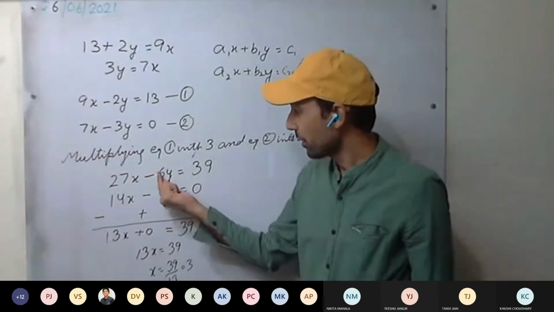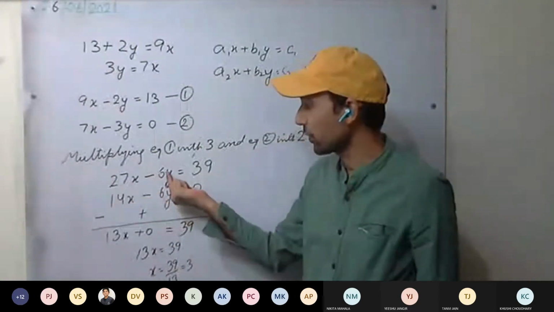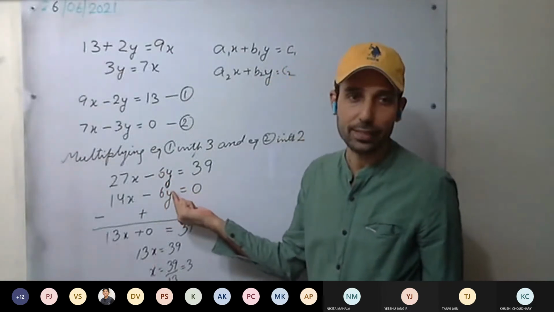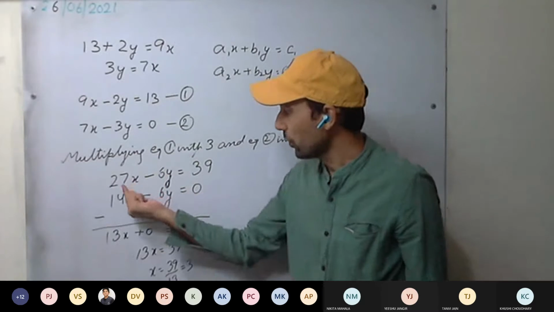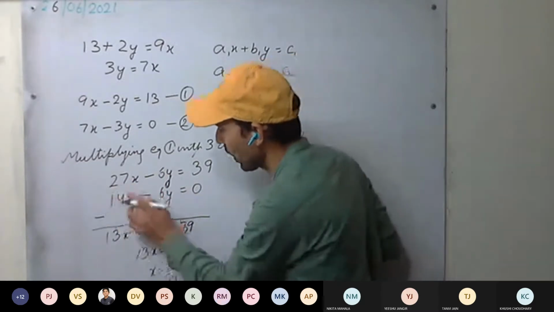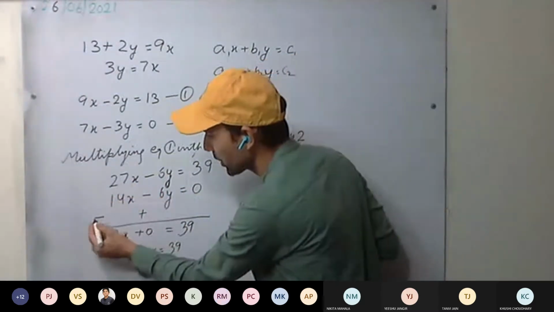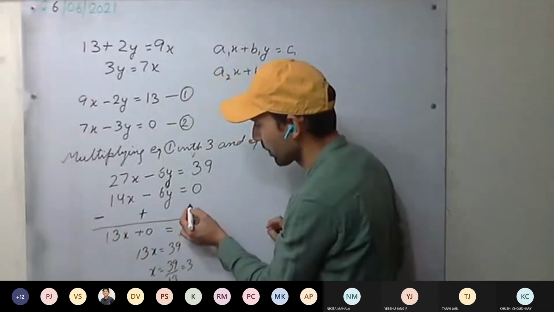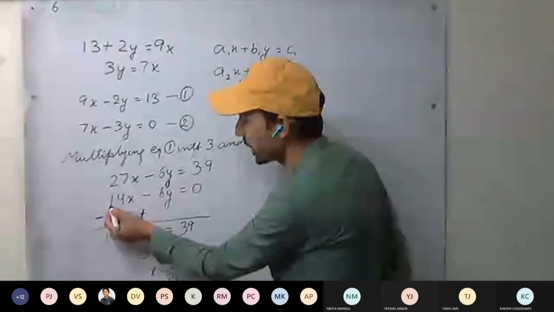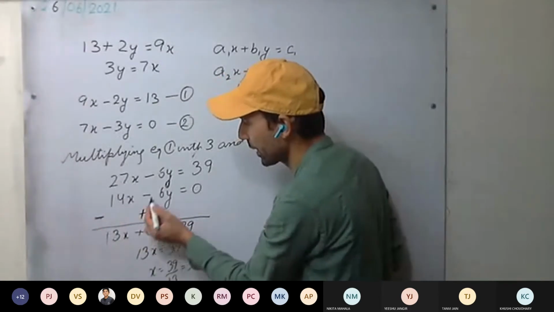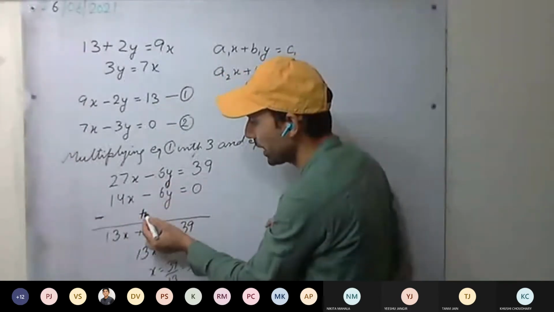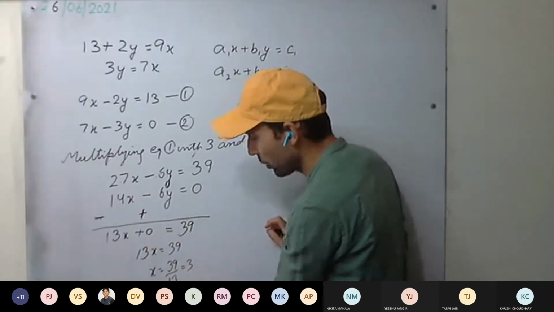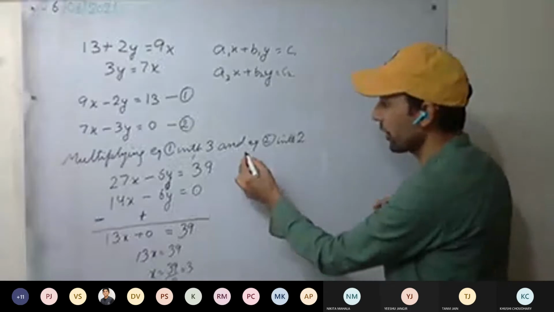Here we can see that if we subtract the second equation from the first, the terms of y will cancel. So we are subtracting. If it is a plus sign, we put minus; if it is a minus sign, it will be plus. So 27x minus 14x is 13x. Minus 6y plus 6y will be 0, equal to 39. We got the value of x.